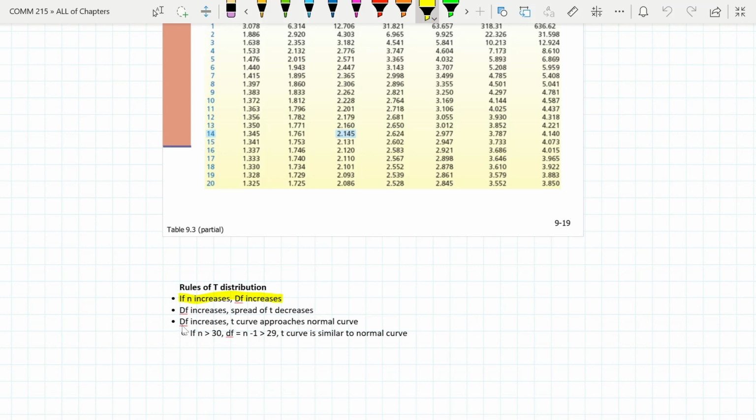And if degrees of freedom increases, your t curve approaches a normal curve. Like in the central limit theorem, if your n is higher than 30, in this case degrees of freedom would be higher than 29, your t curve is similar to a normal curve. So that's all we have to know when our standard deviation is unknown.